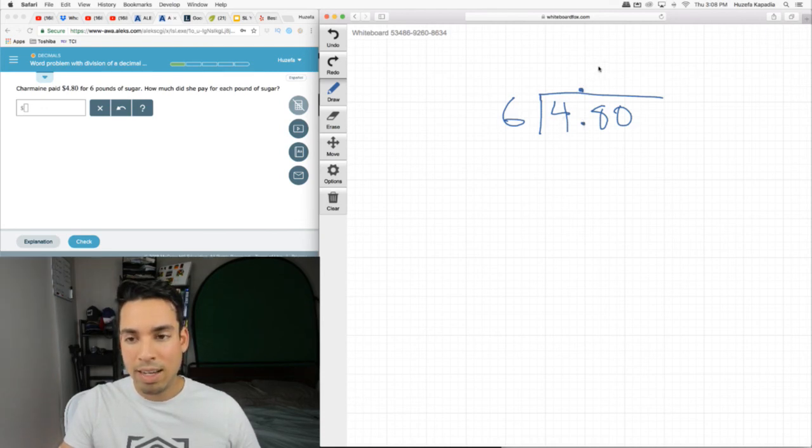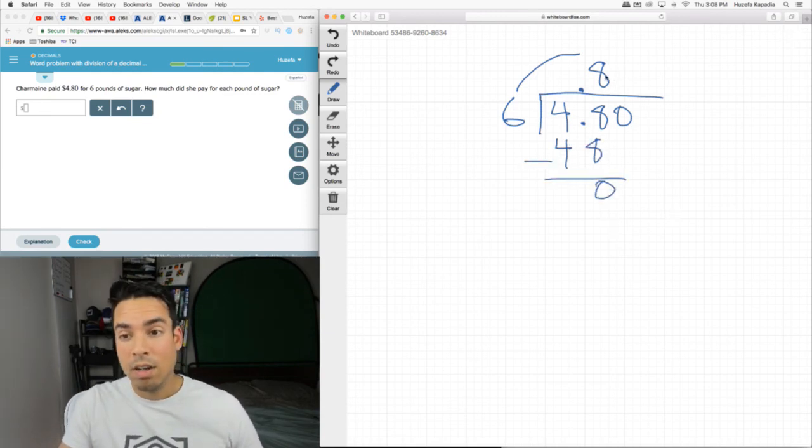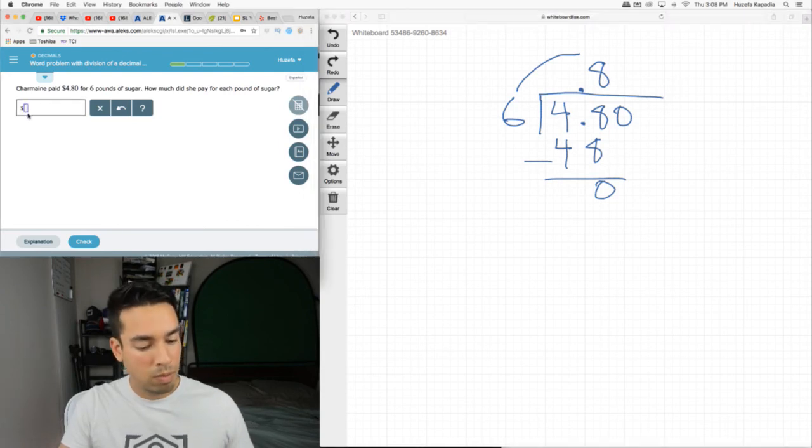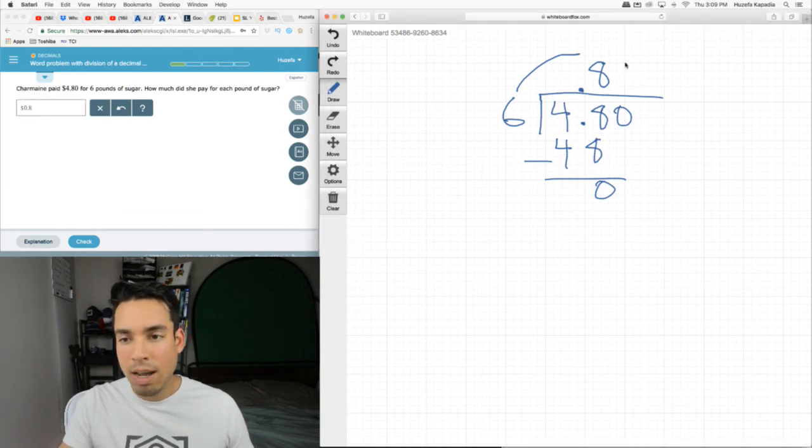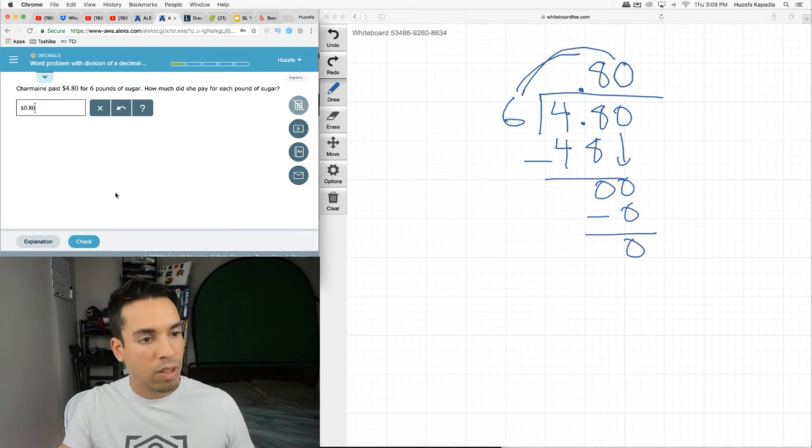6 goes into 48 8 times, right? I'm putting it over the last digit of the number we're dividing, 48. 8 times 6 is 48. And that's remainder of 0. And we're technically done. So we could just say 0.8. But the convention is with money that we want to have a 100th spot here. And since we're done dividing, we would just put a 0 there. If you want to try, you can bring the 0 down. It's the same thing. How many times does 6 go into 0? 0 times. It's the same idea. But we're done here. All you got to do is add a 0. And you're good.